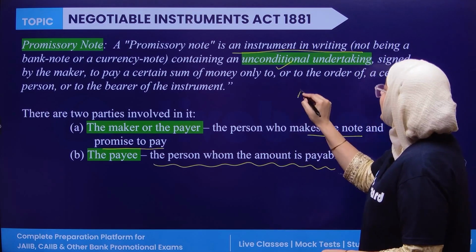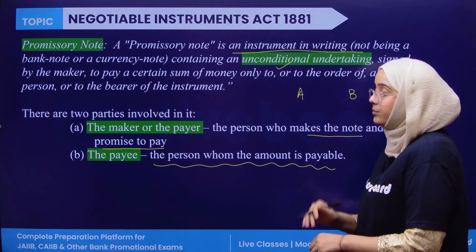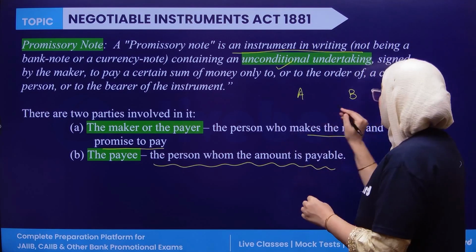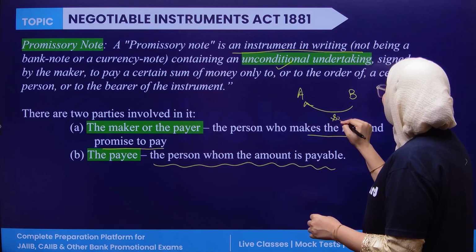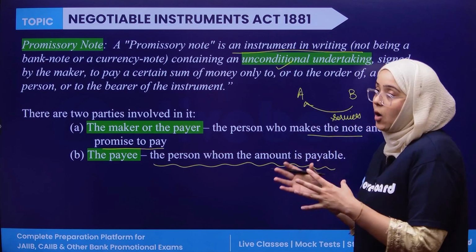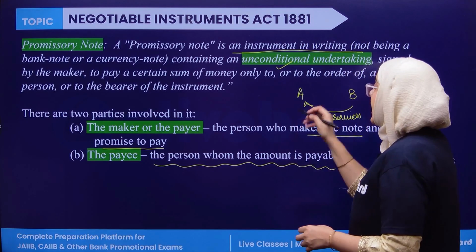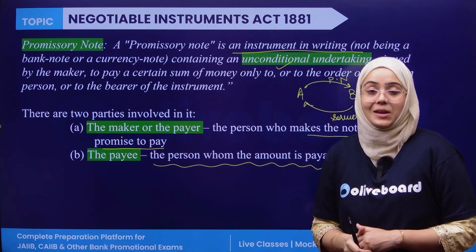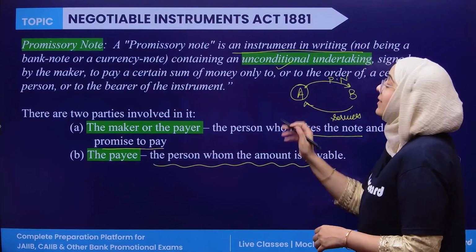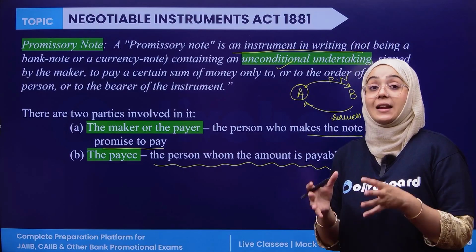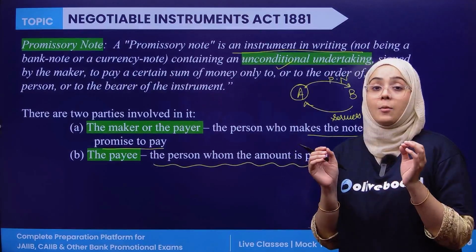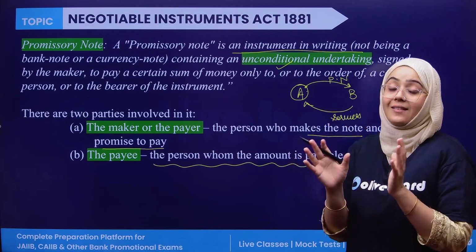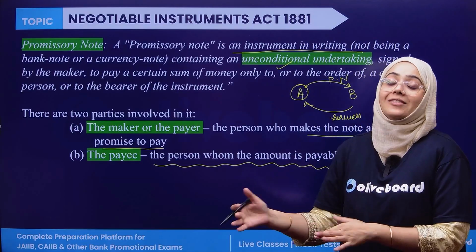For example, there is A and there is B. Now, B has given some services to A. On behalf of this service, A has given a promissory note to B. A promissory note to B means that A actually makes the promissory note, in which there is a written, unconditional promise to give B a certain sum of money within a certain time period.